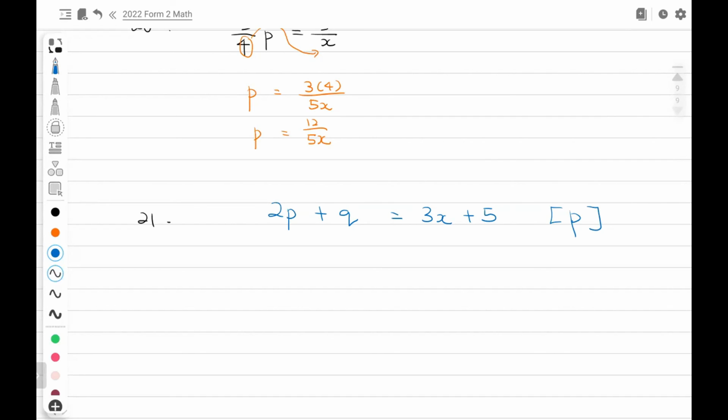P equal to why 2 times it? No, it's not 2 times, it's divide. 2p means 2 times p. So when you move to the other side, it becomes divide. Kai Chen, where's Kai Chen? So quiet one. 2p, first step, 3x plus 5. One more step. P equal to what? Hey, where's my minus q? Sorry, here. Forgot the q. So what's the answer? P equal to?